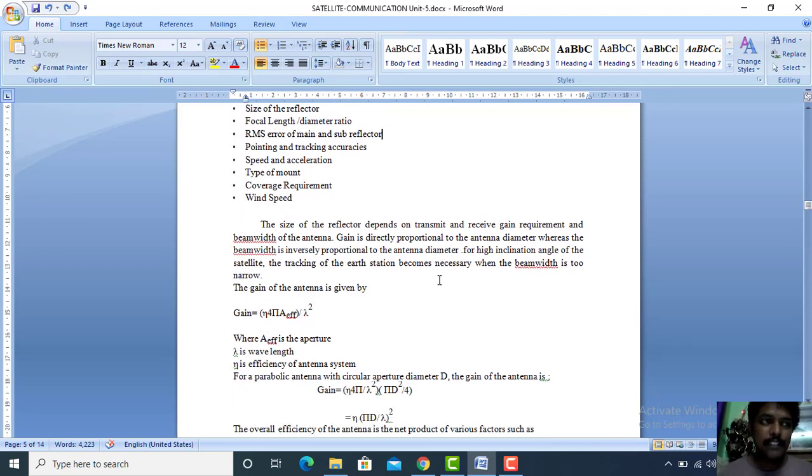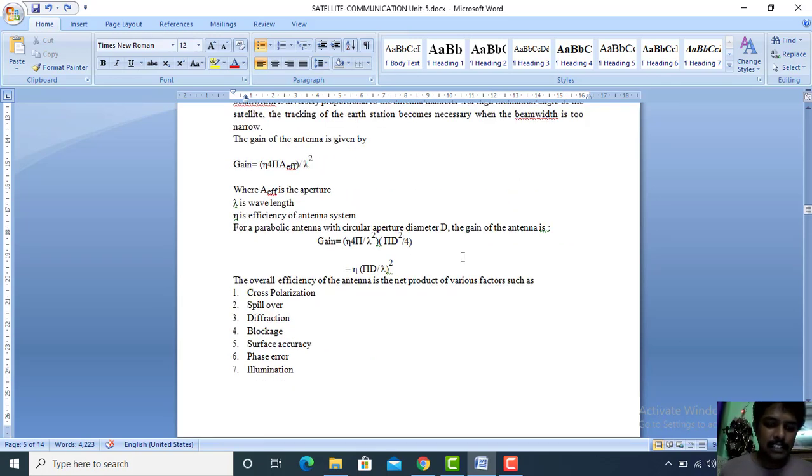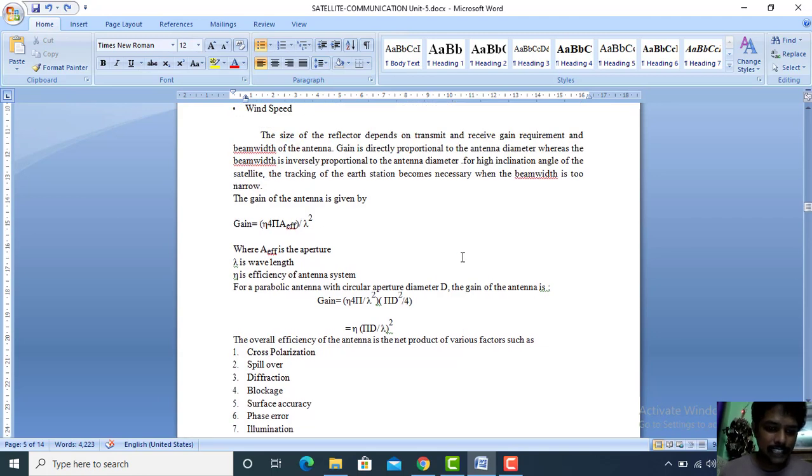Most of the time the gain of the reflector which we are using is directly proportional to your antenna diameter. The antenna diameter shows you the inclination angle of your antenna. So as per that, he has given the direct equation for the gain of the antenna.